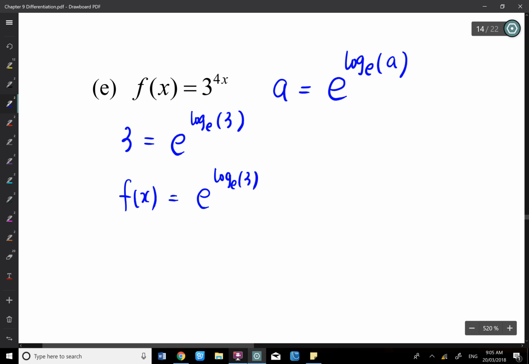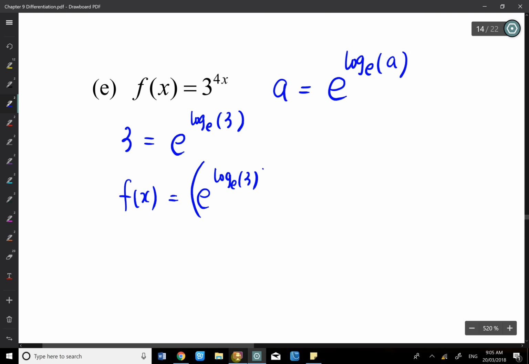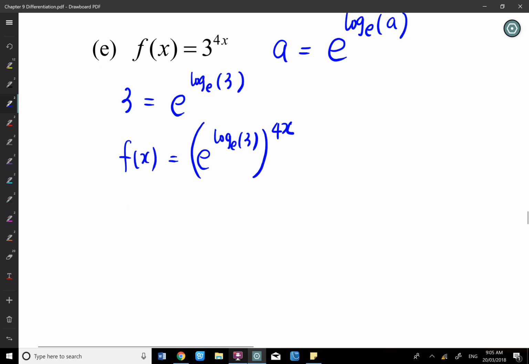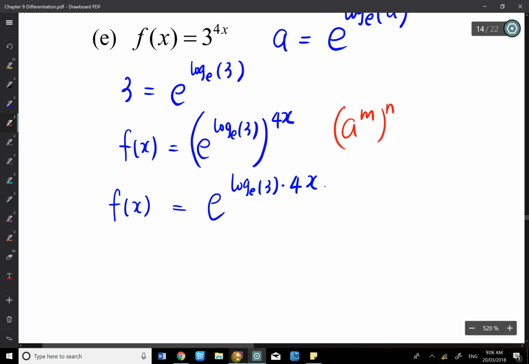Don't forget log_e 3 is a number. It's not a variable, it's a number. That's 3 to the power of 4x. Remember that? The 3 to the power of 4x. I replace 3 by e^(log_e 3). And then what does f(x) equal? f(x) equals e^(log_e 3) to the power 4x. Like what we use here is a to the power of m and then to the power of n. We have a to the power of mn.